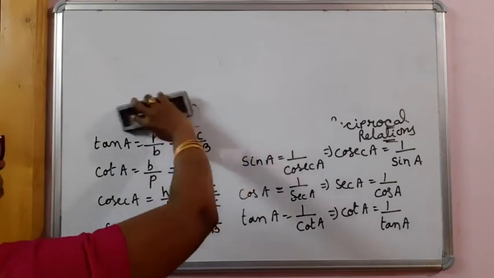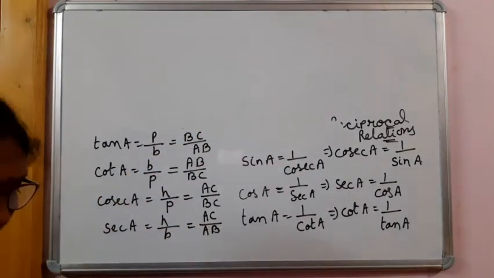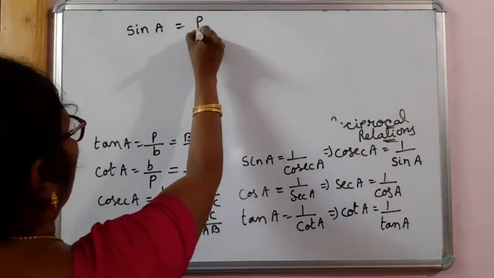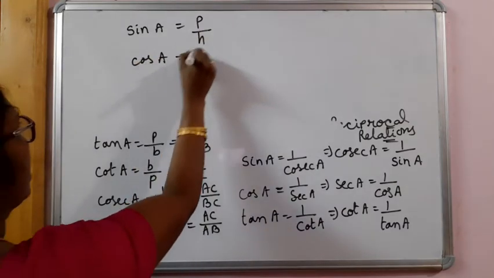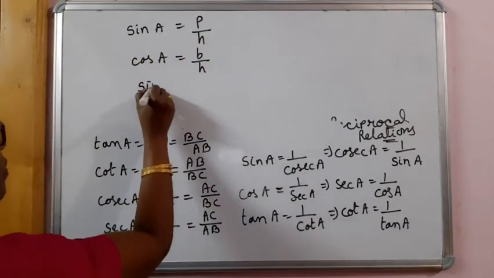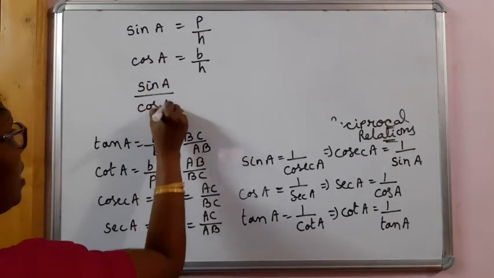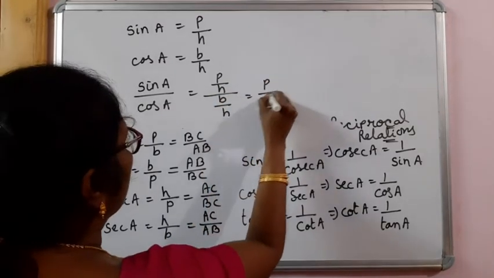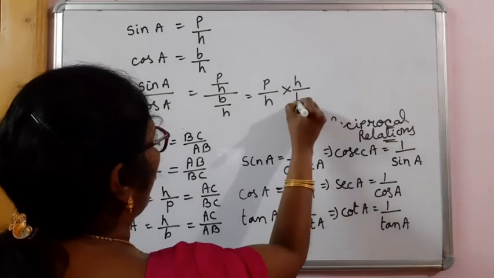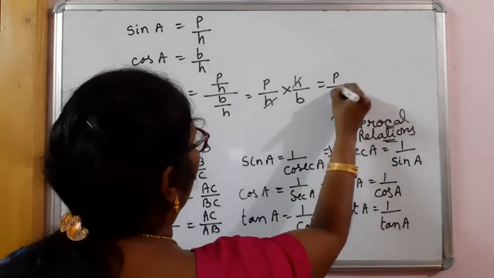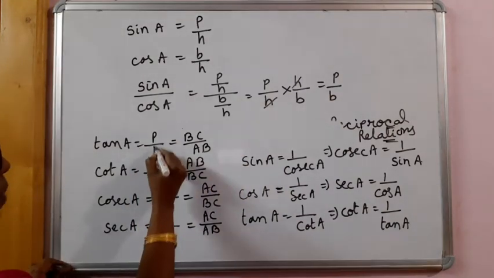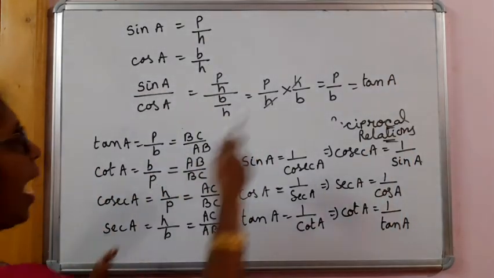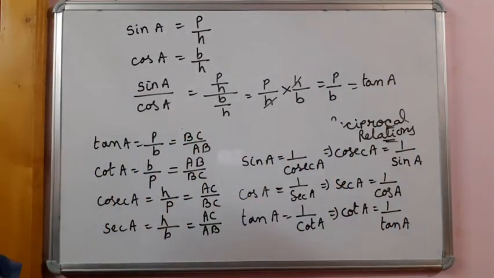We can see, okay, sine A is, normally let me write P by H, cos A is B by H. When we divide sine A by cos A, we get P by H by B by H. That means P by H into H by B. When H is cancelled, we get P by B. We know that P by B is tan of the angle, tan A. That means tan A is equal to sin A by cos A.